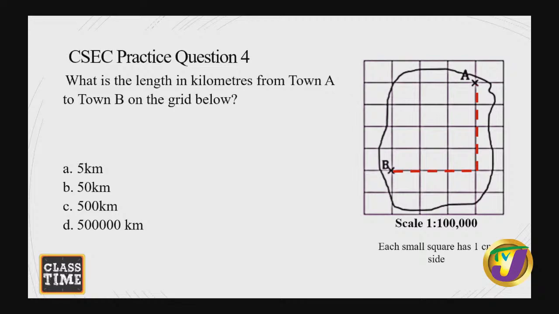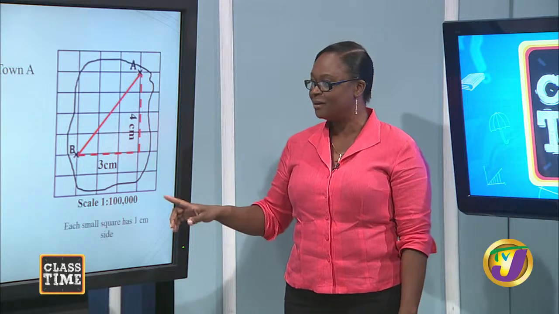We have done this before in one of the earlier questions. We have identified 4 centimeters for one side. We've created our right angle triangle. We're going to use Pythagoras' theorem to help us. So we have 4 squared added to 3 squared.